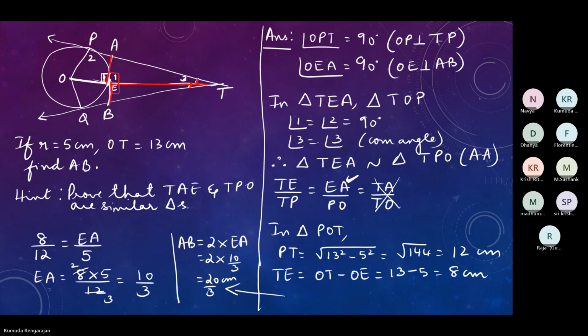Clear, children? Yes, ma'am. Okay. See, I've used only these two ratios. I've substituted here, TE by TP. TE is 8, TP is 12, EA we have to find, and OP radius 5.